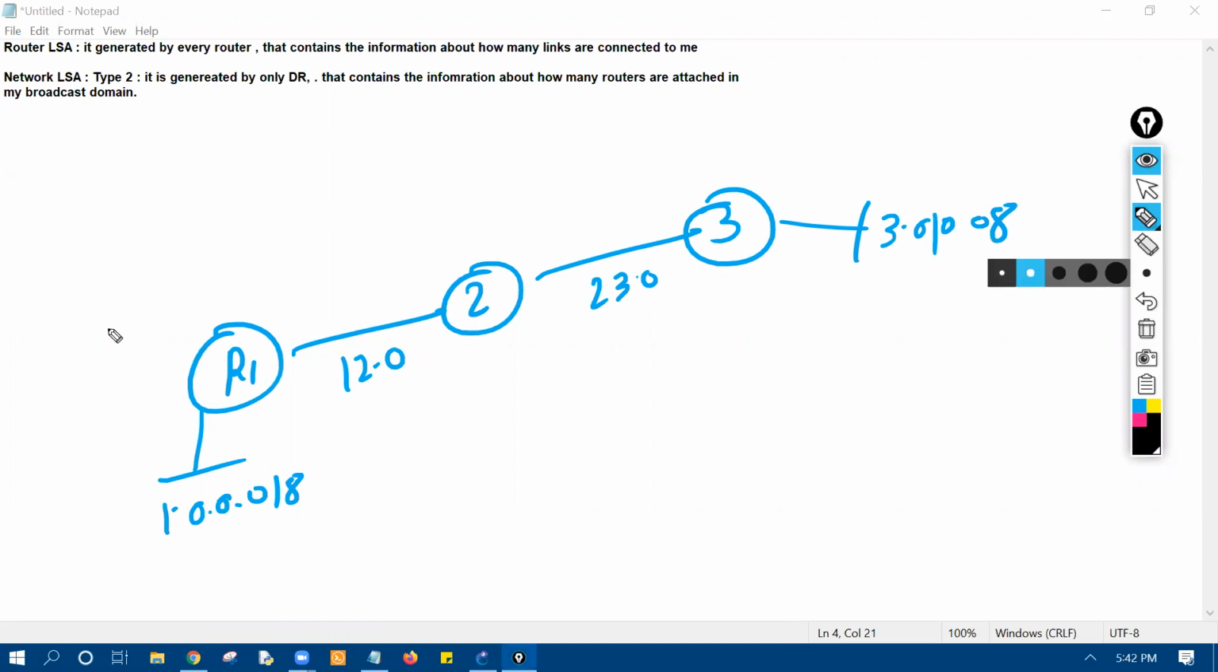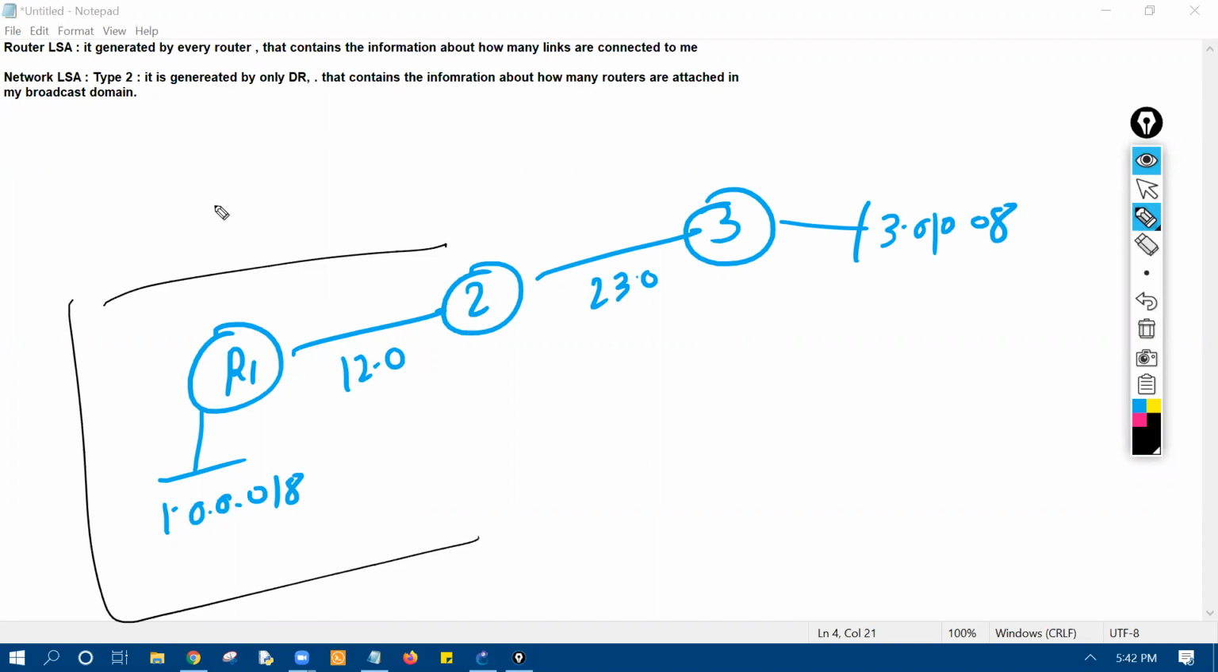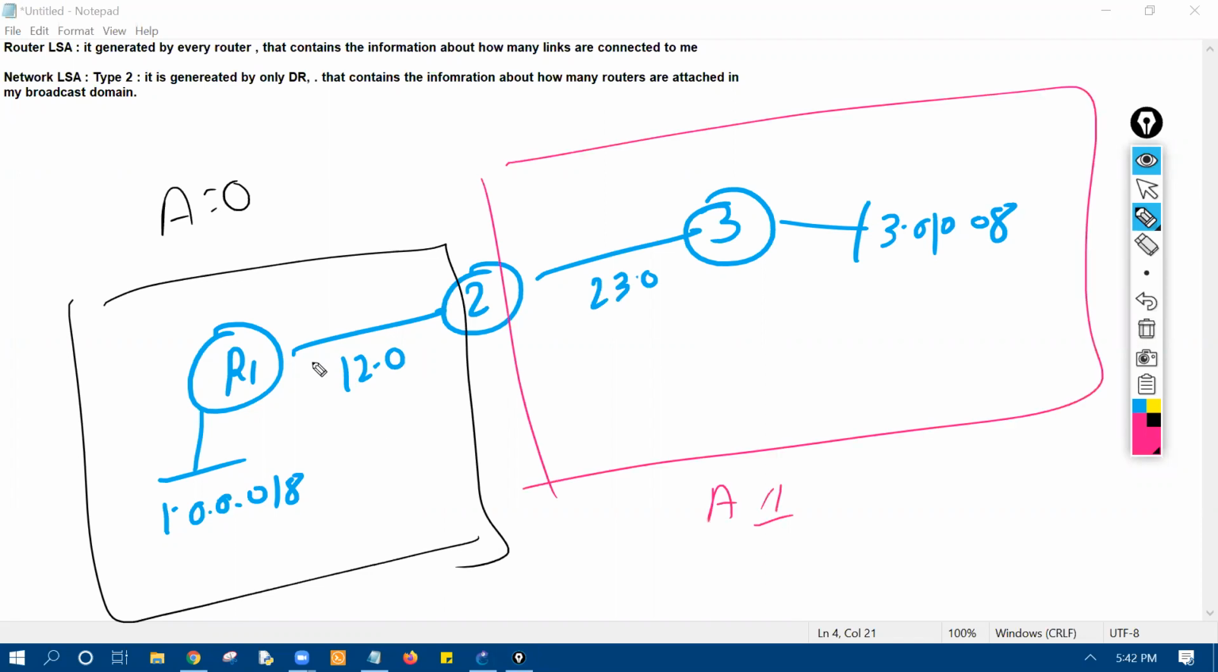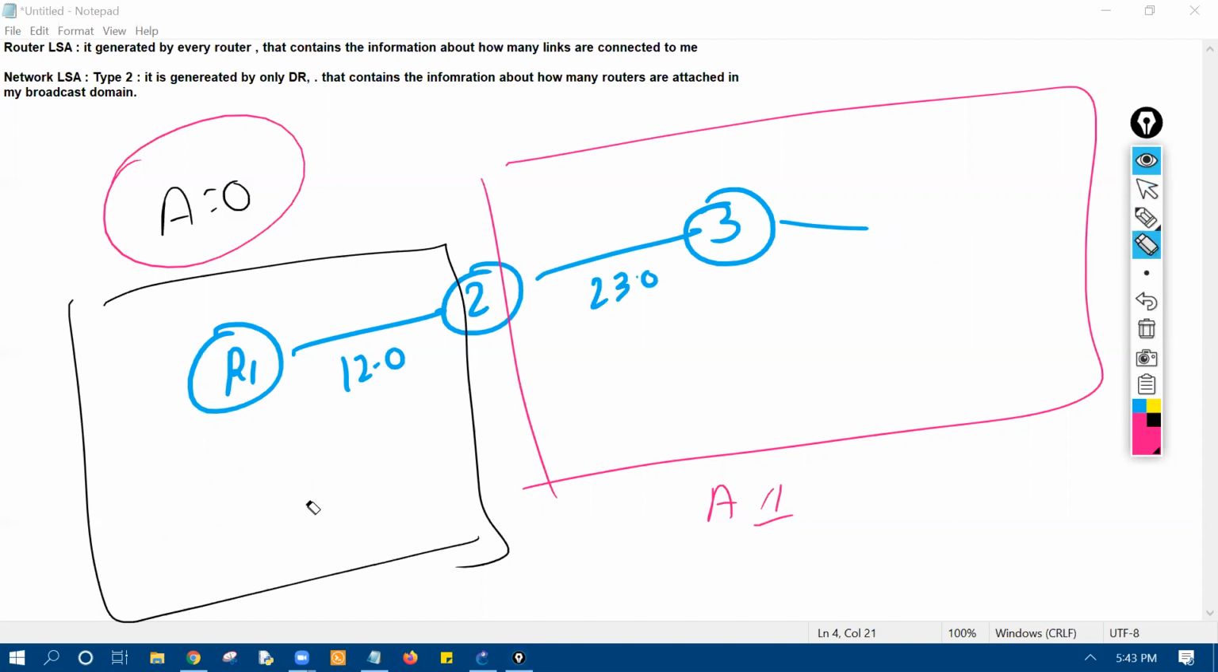Tell me one thing. If I configure area 0 between these routers, and I configure area 1 between these others, how many network and router LSA will be there in this broadcast domain? Let me make it more simple. How many network LSA and router LSA will be there in this area? Two router LSA and 1 network LSA. And in area 1? Same here. Two router LSA. Perfect.